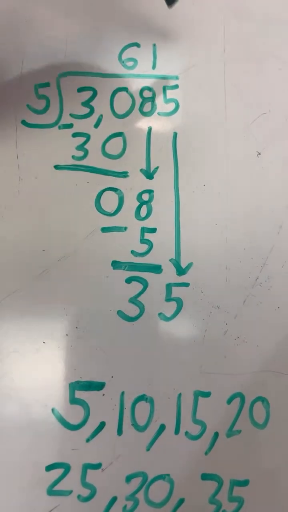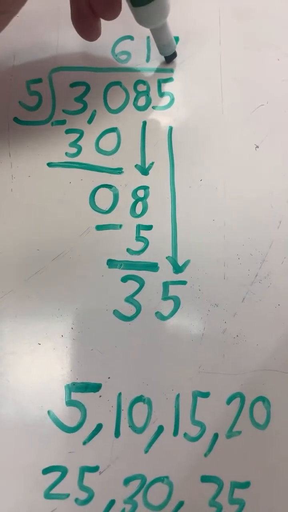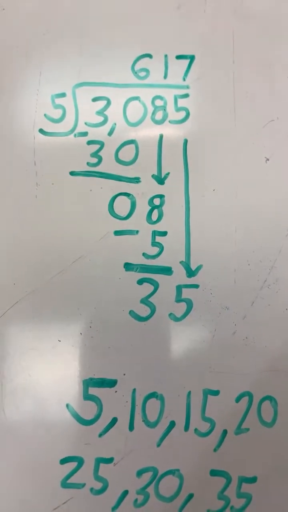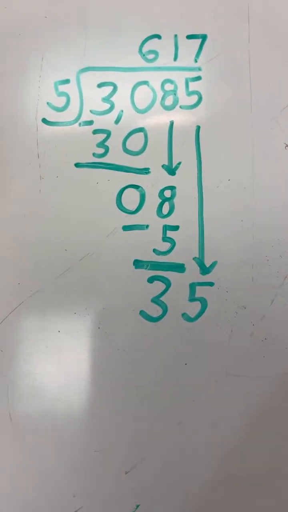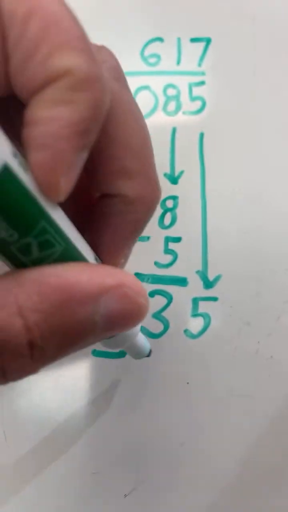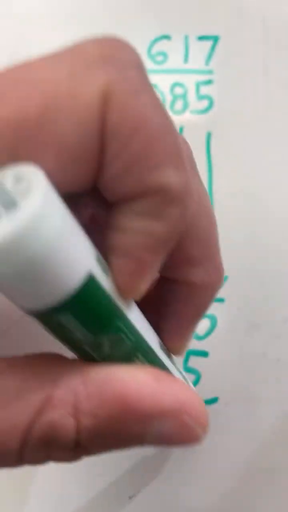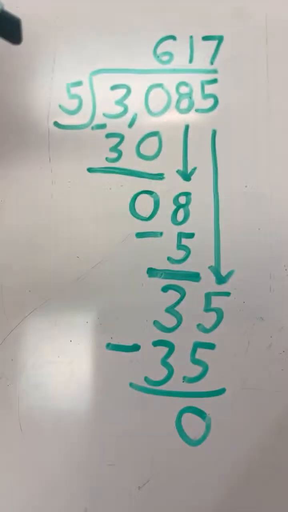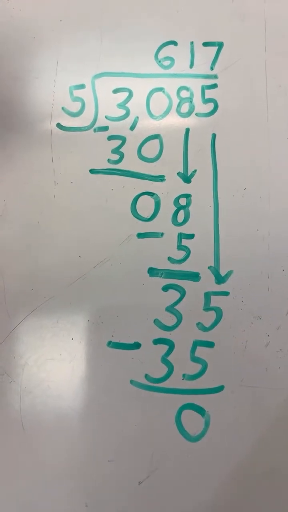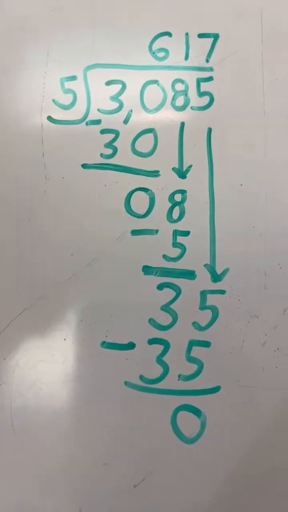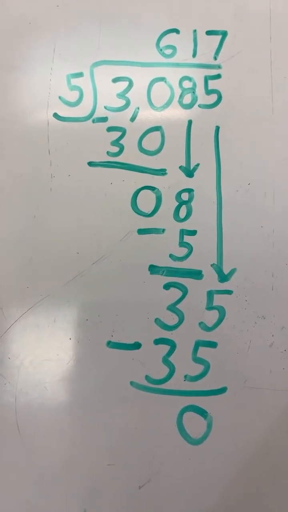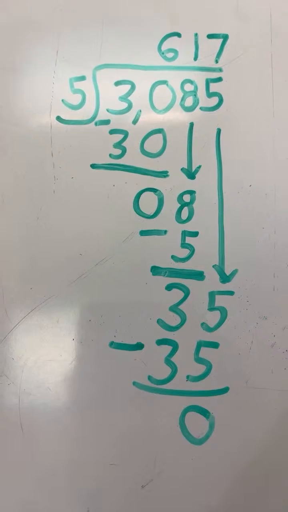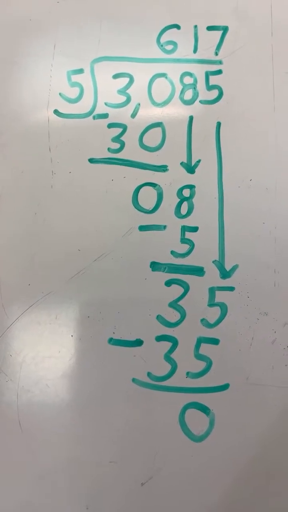So 35 divided by 5 equals 7. Now, counting by fives, we were able to land right on 35. So I'm going to do 35 minus 35 to see if we have any remainders. 35 minus 35 equals 0. And we have our final answer. 3,085 divided by 5 equals 617.